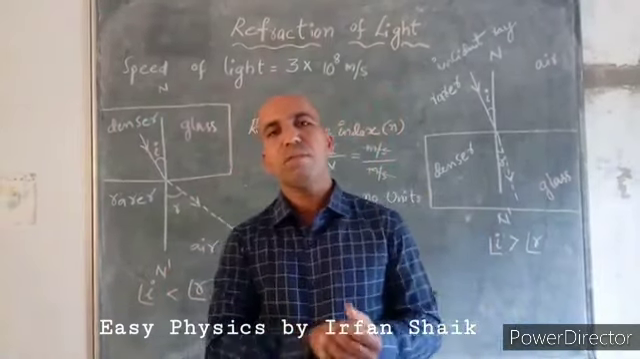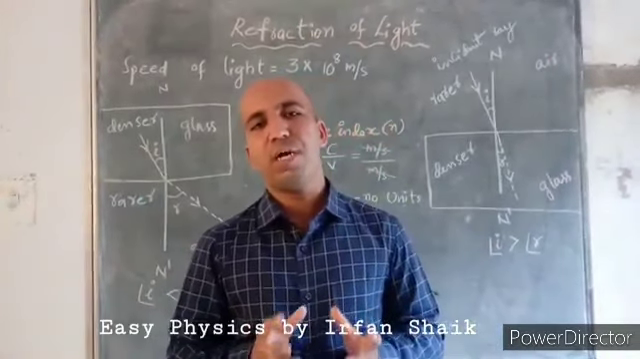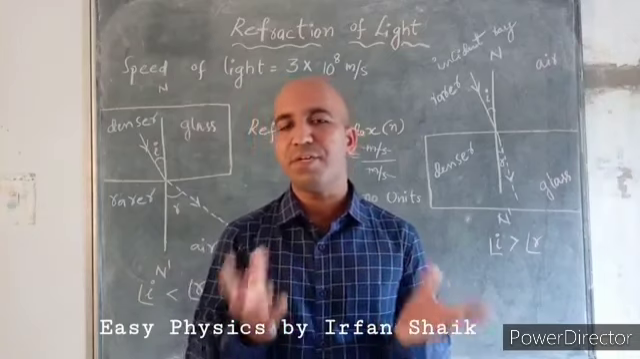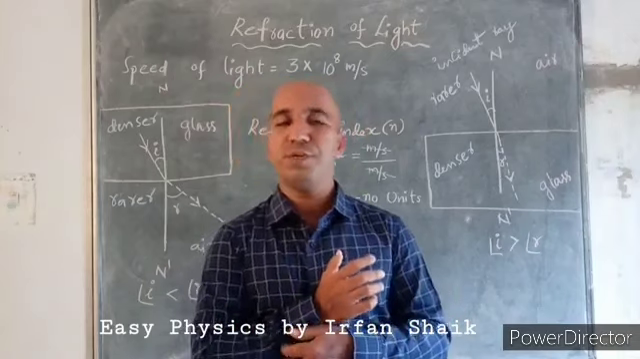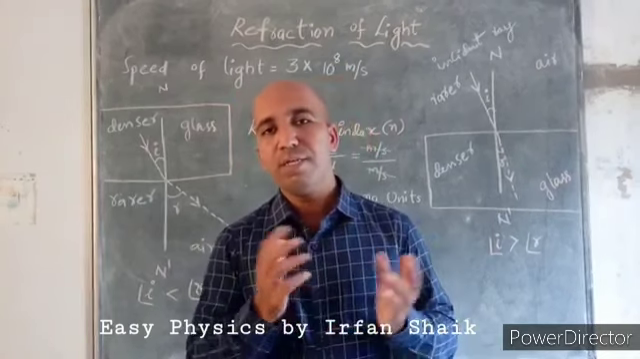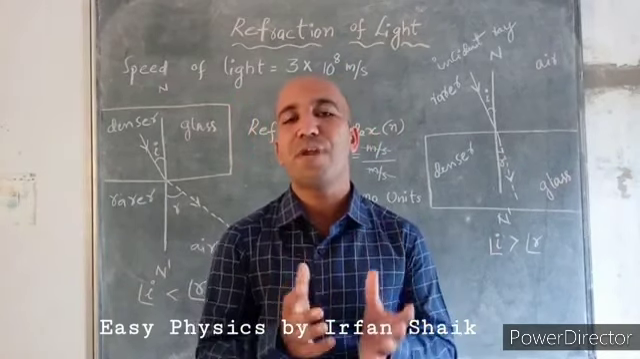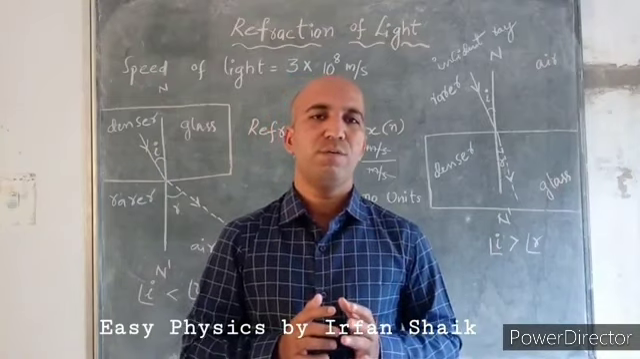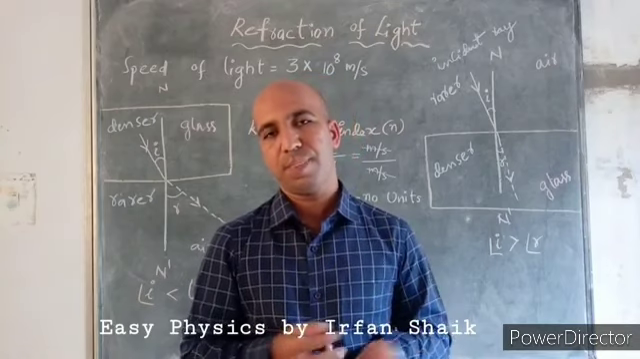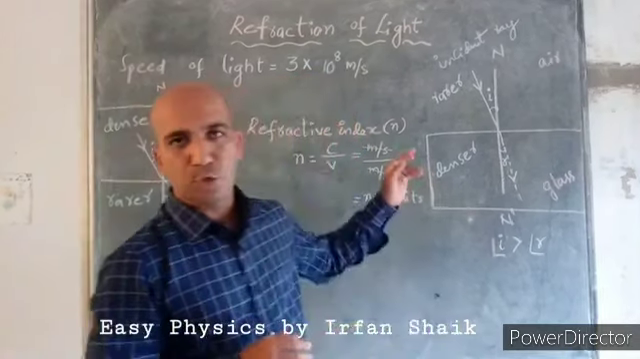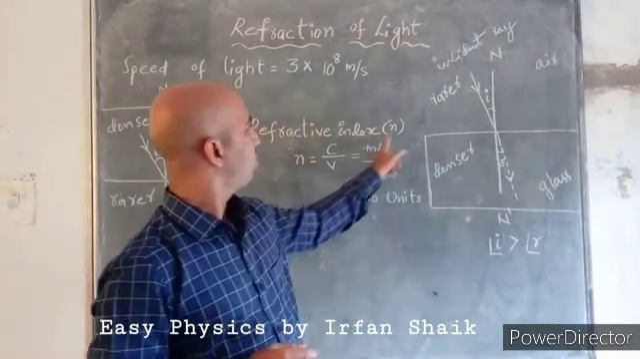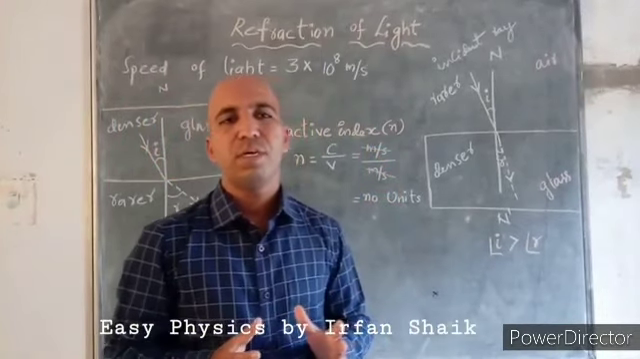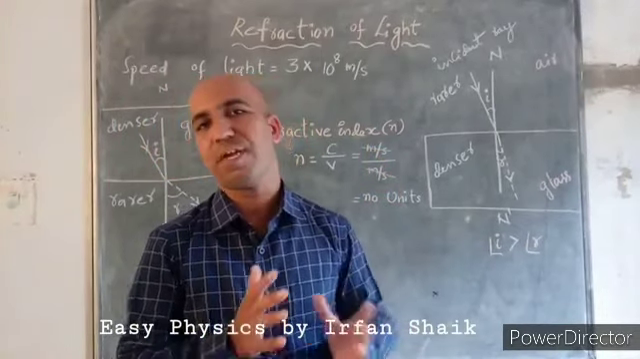And now, how to find the speed of light and how to compare the speeds of light in the materials. To understand this, we need to understand another concept, that is refractive index. So what is refractive index and how it is useful for us? So the refractive index, it is denoted by small n. This is also called as absolute refractive index.